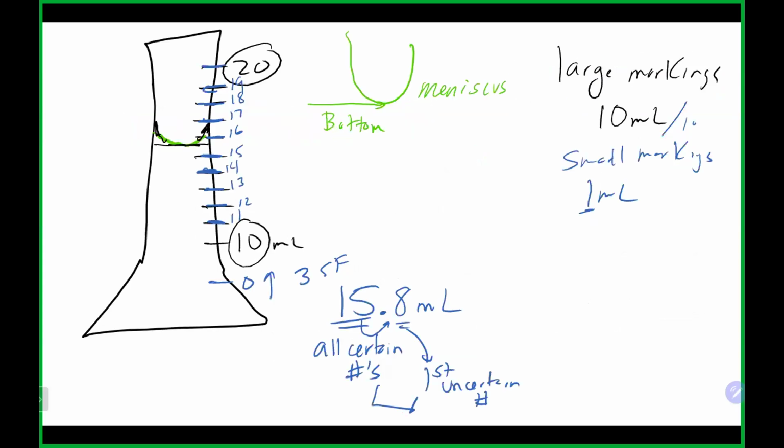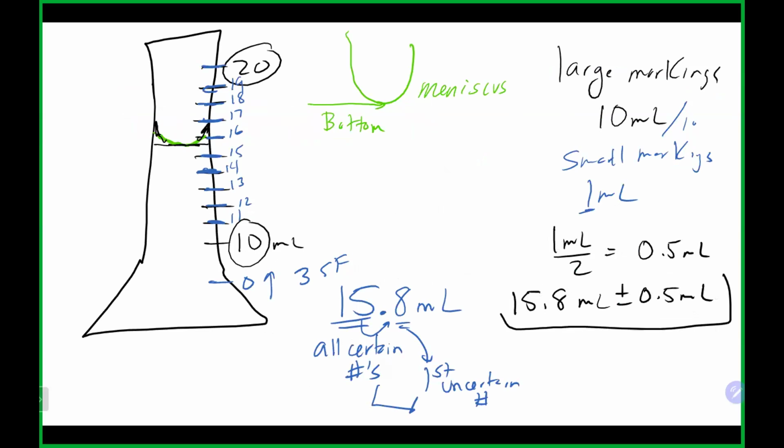If we did that for this guy, we could divide this guy by 2, and that will get us 0.5 milliliters. And we could give our answer correctly, 15.8 milliliters plus or minus 0.5 milliliters. And again, it goes to 1 decimal place. That is how far you should take the reading.